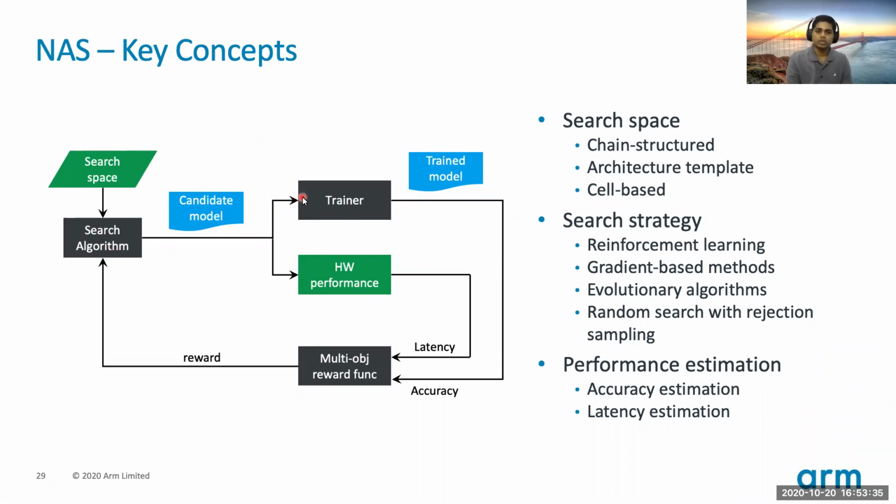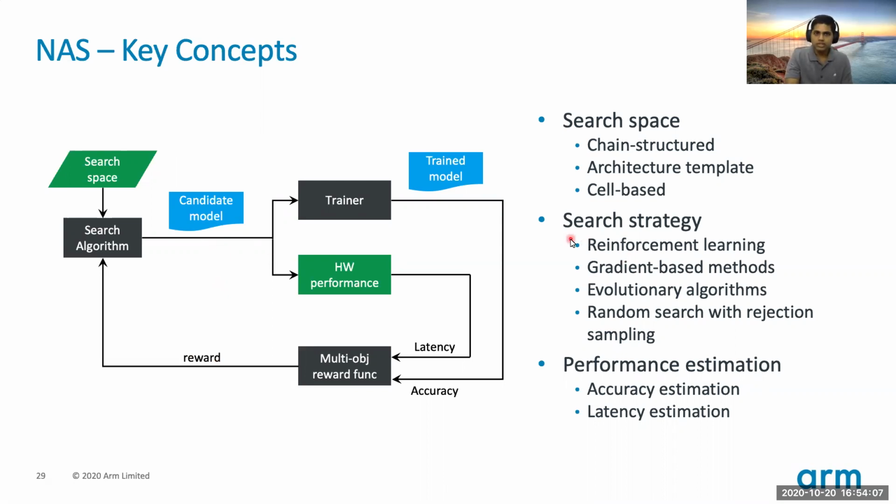The model is also passed through a hardware performance model to capture the latency. And both the accuracy and latency are combined together to get a multi-objective reward function. And from that, the search algorithm finds a better solution based on the current reward. So that way, over a couple of iterations, it will improve how it samples the candidate model, and then we get a better accuracy model.